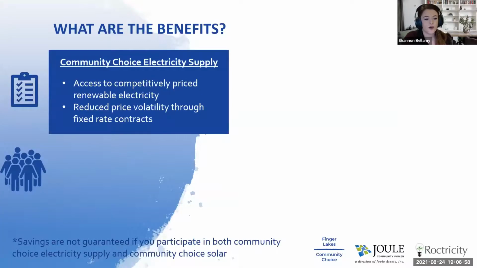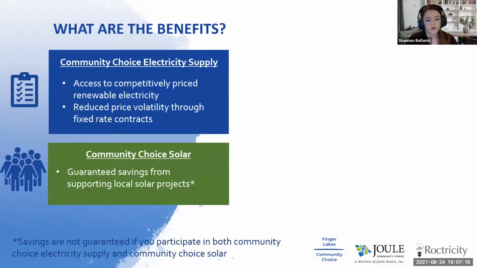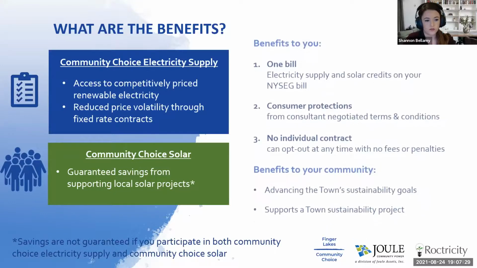Okay, so now let's talk about the benefits. First, the benefits for the community choice electricity supply. As you know, access to competitively priced renewable electricity and reduced price volatility through fixed rate contracts. So those are the 2 main benefits that the Town of Geneva has already experienced. But now with community choice solar, you'll also receive guaranteed savings from supporting local solar farm projects, which is great. And there are some caveats for how those apply together, but we'll talk about those in the future once we have the details of those contracts available.